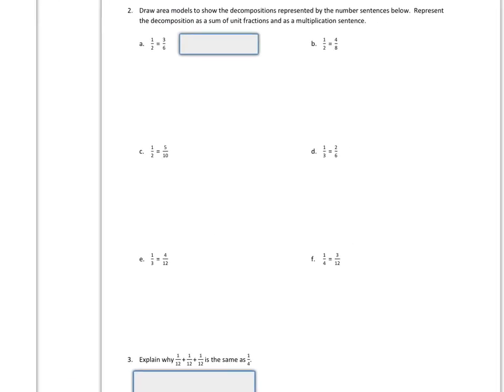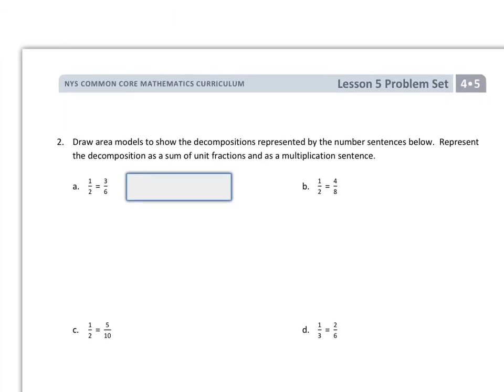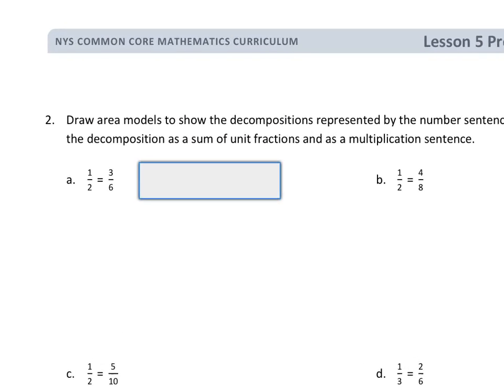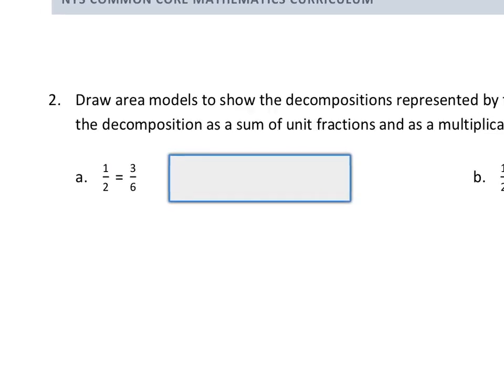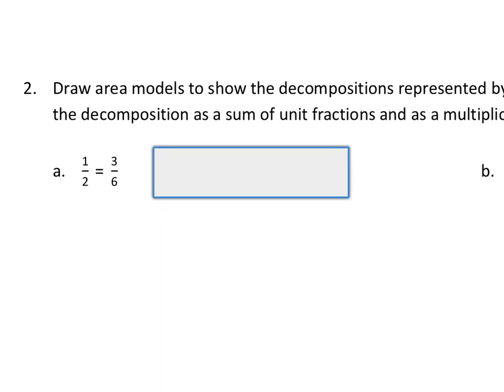All right, let's go to the back side of your paper today. Problem set 5, 2A. Draw my model of an area. I'm going to start with what the first fraction says, 1/2. So I'm going to make 1/2 first. And I'm going to shade 1 out of the 2 parts. Let me use my highlighter instead. So 1/2 is being represented. Okay, so I have 1/2.